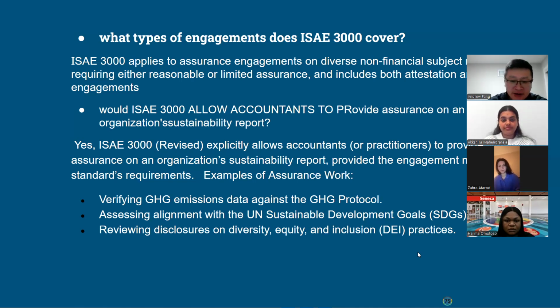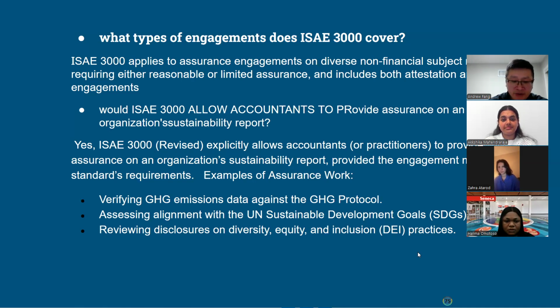Well, both ISAE 3000 and the AICPA standards require professional skepticism, ethical compliance, and quality control. The ISAE 3000 framework is broader and applies to a variety of assurance engagements, while the AICPA standard is strictly focused on financial statements audit. The key difference lies in the level of assurance, nature of subject matter, and the required procedures.